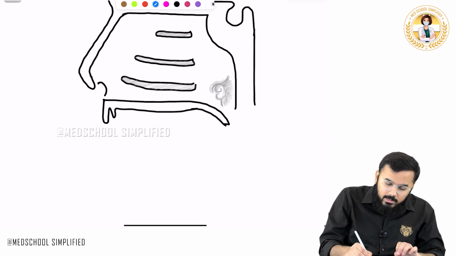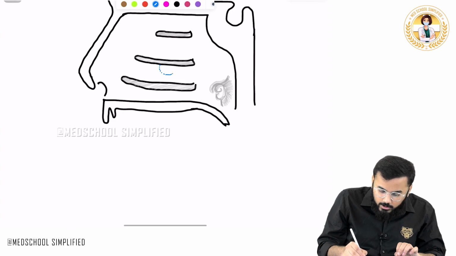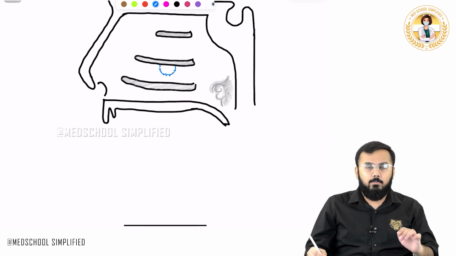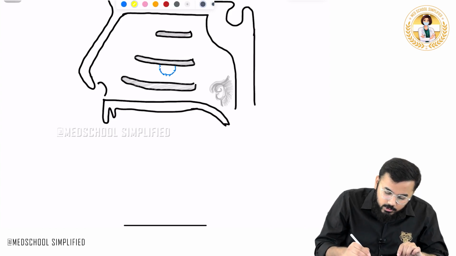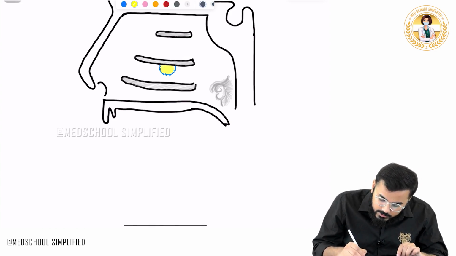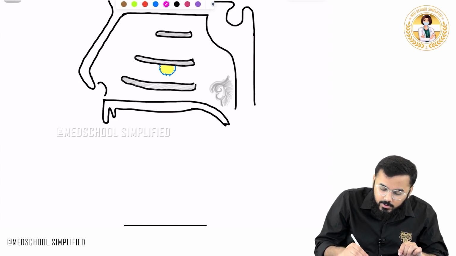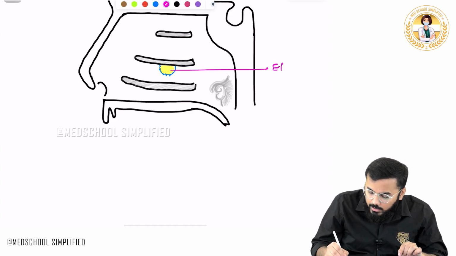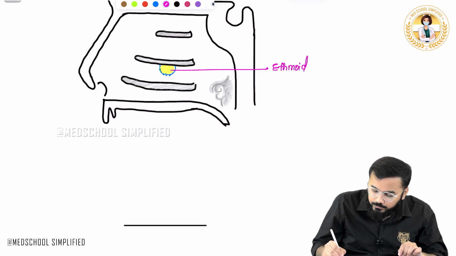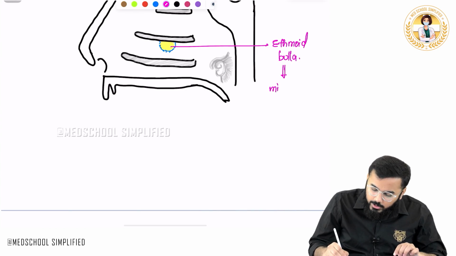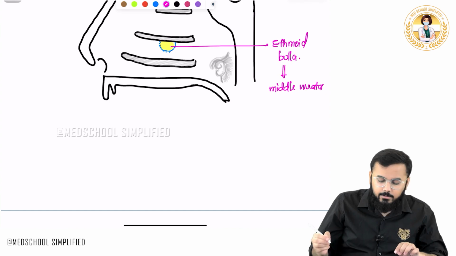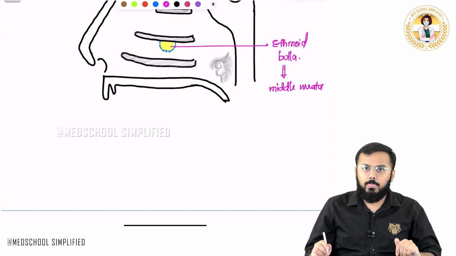Now if you look near the middle meatus, here you have a structure like this. This structure is called the ethmoid bulla. This particular yellow colored structure, whatever I've drawn here, is called the ethmoid bulla. Where is this ethmoid bulla located? Ethmoid bulla is located in the middle meatus, or you can say below the middle turbinate or below the middle concha.